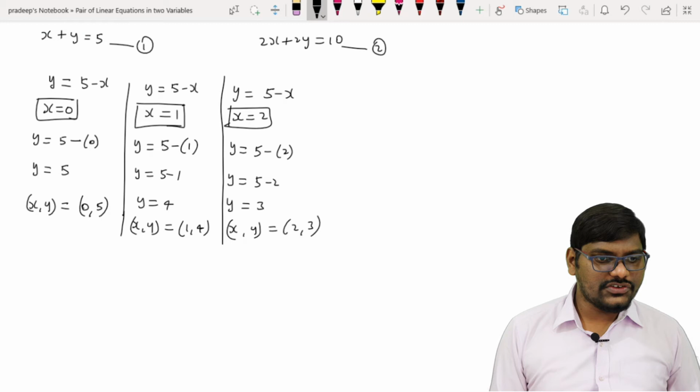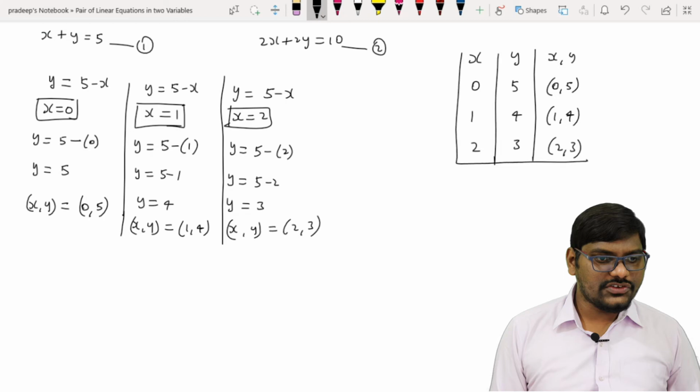Let's plot the points here. See, x axis, y axis, so we'll be getting x comma y. Suppose x is 0, for that we are getting y as 5, so we get 0 comma 5. Let's take x equal to 1. For that we got y equal to 4, so the point is 1 comma 4. Let's take x equal to 2 and y will be 3, so we get 2 comma 3. Alright, so these are the 3 points which we got to draw. Okay, so this is all about the first equation.